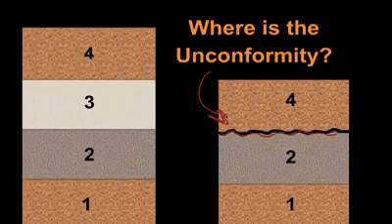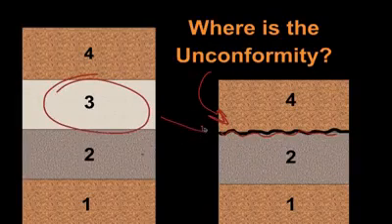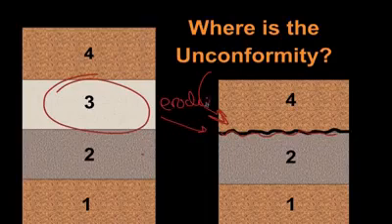So in this situation, we can see that these rock layers are the same. 2 is the same, 1 is the same. This lighter colored layer, it looks like a sandstone almost, was eroded away. And that's what formed our unconformity.